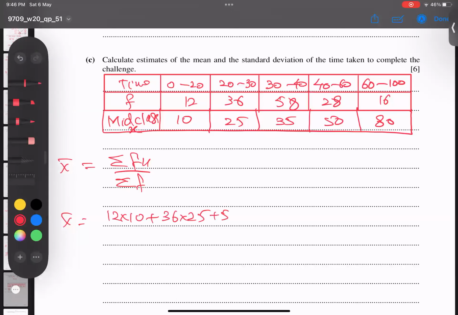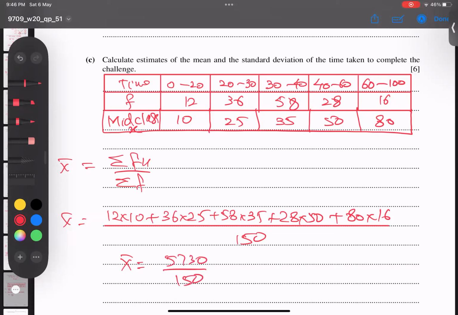And 58 times 35, and 28 times 50, and 16 times 80. And divided by what number of students? Total 150, you know it. And the mean finally comes, if you type it in the calculator: 12 times 10, 36 times 25, 58 times 35, 28 times 50, and the answer is 5730 over 150. Finally, the mean is 38.2. I hope the point is clear.